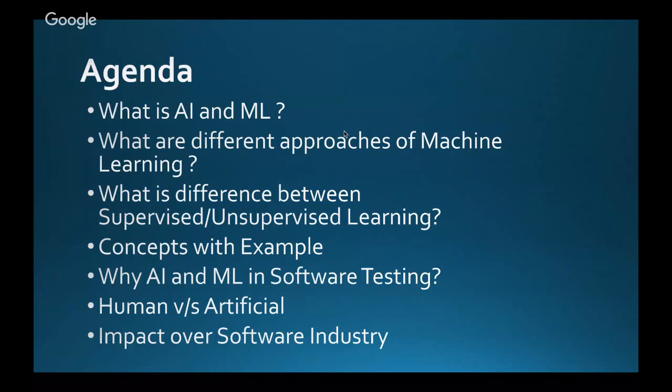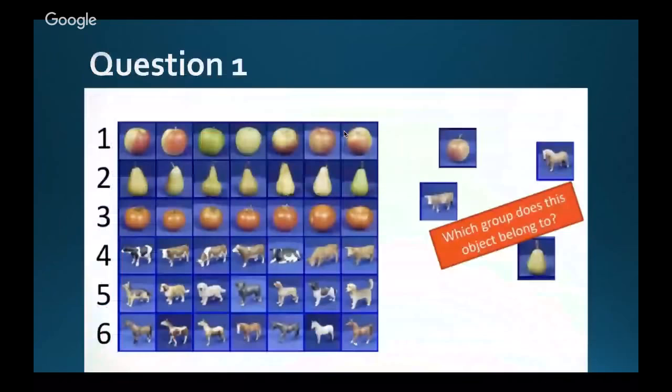Moving next, human versus artificial comparison. So human intelligence versus artificial intelligence. How can we compare it, and what are the pros and cons, what are the benefits and drawbacks? We'll compare on those lines. Last but not the least, I'll cover the topic impact over software testing, the impact of artificial intelligence and machine learning on the software industry in coming days. So this was the agenda, and let's move on to our first slide.